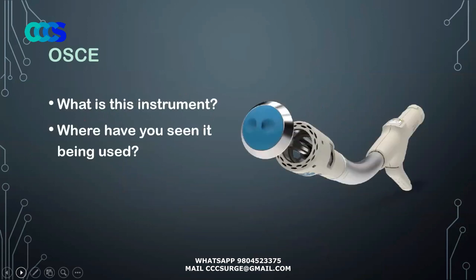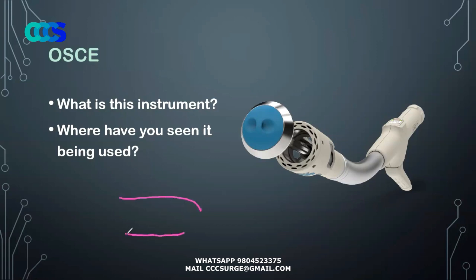What is this? Here, the anvil can be completely taken out. This is a circular stapler. The circular stapler is for anastomosis. So inevitably, if you're using it for anastomosis, you need two parts of the bowel. You need one bowel coming in from the top out here.